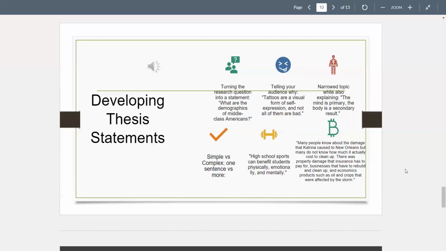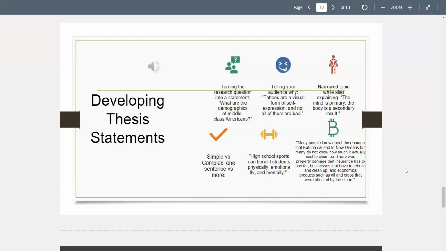And then by doing that, your audience knows you're going to be discussing the demographics of middle-class Americans. You're being informative, you're being objective about it, just giving the facts, and you're saying it's this, this, and this. And I should know by 1, 2, 3, your first body paragraph will discuss 1. Your second body paragraph will discuss 2. Third will discuss 3.